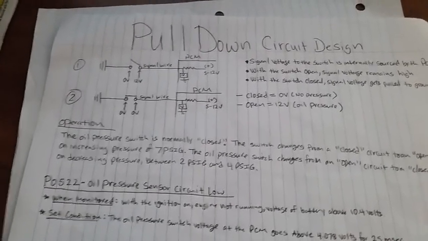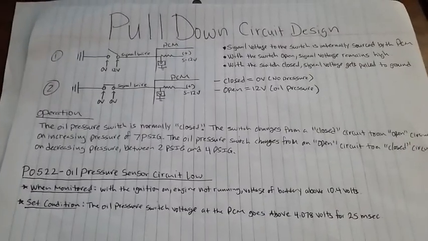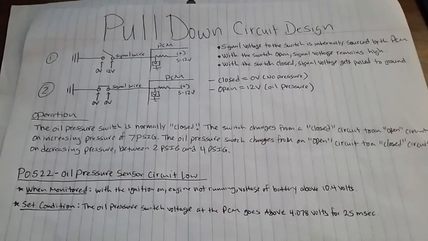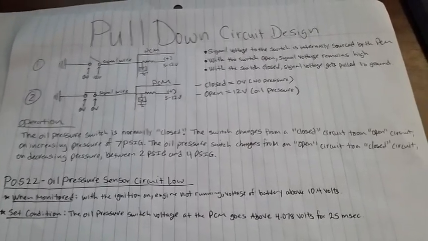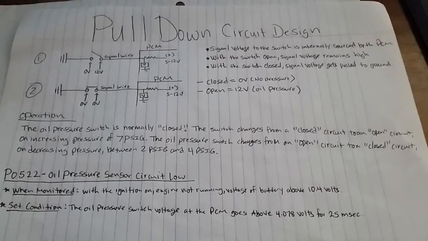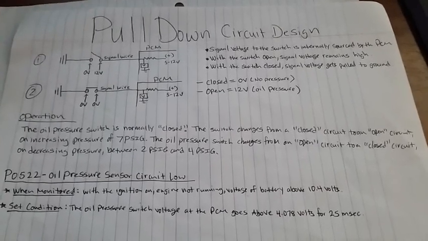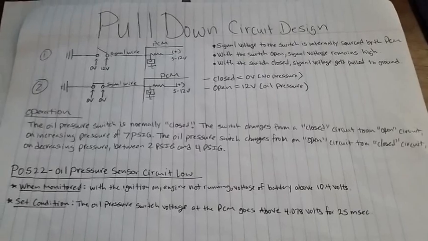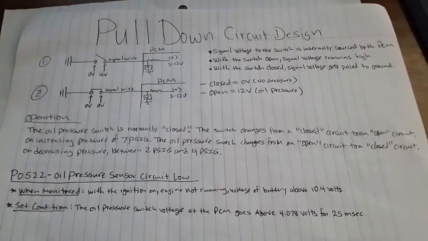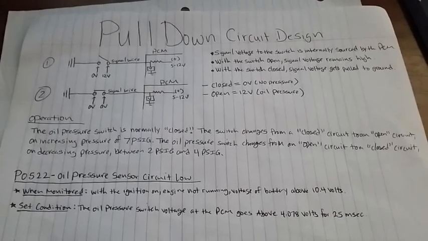So our key condition here is with the key off, engine off, our reading should be approximately 0 volts. But when the engine turns on, our circuit will go from a closed condition to an open circuit, which is going to make our voltage go from 0 to 12 volts on the signal wire.